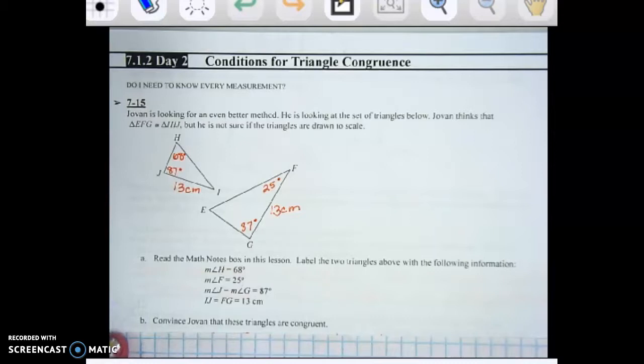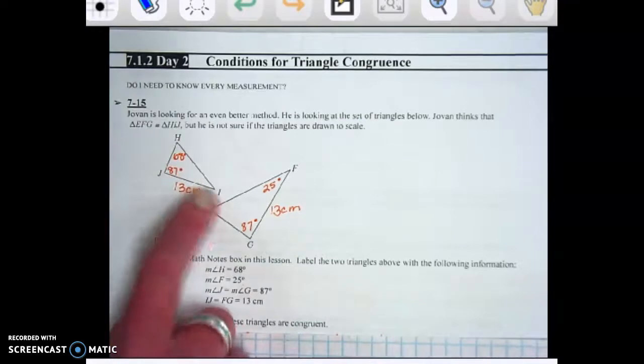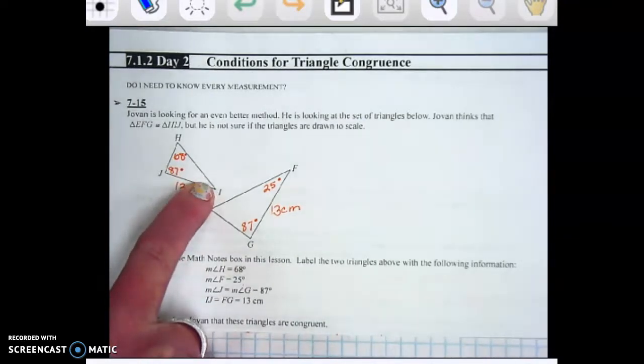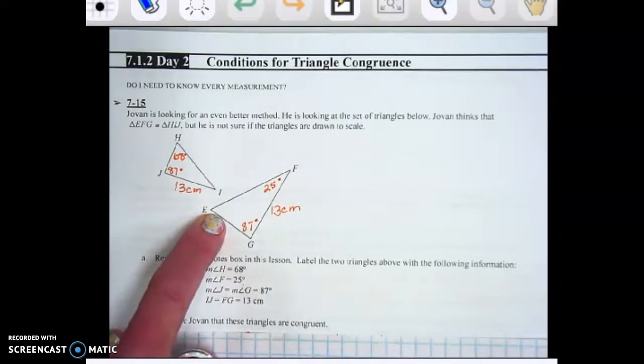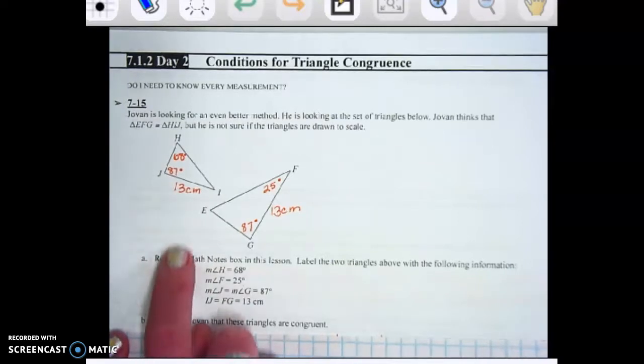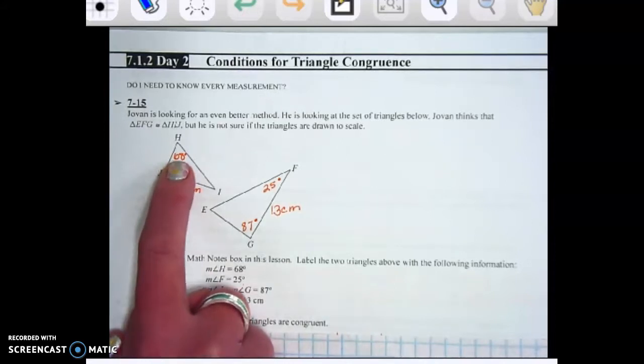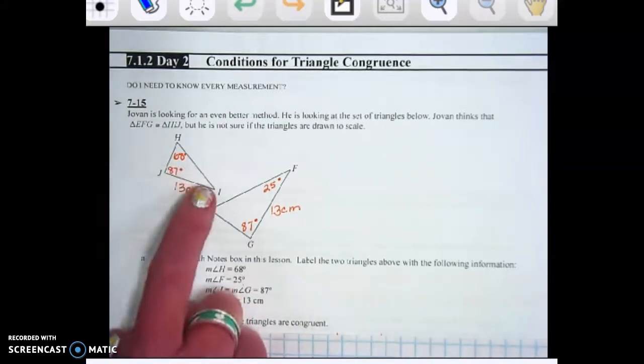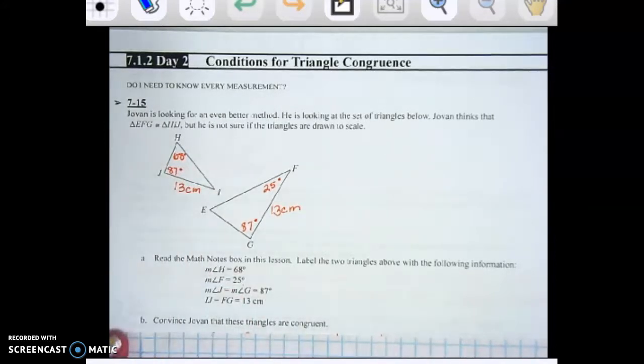We just read about something called the Triangle Sum Theorem. So can we figure out what this angle measure is right here? Yes. Can we figure out what this angle measure is right here? Yes. By doing what? Subtracting the 2 that we know from 180. So if you start with 180 and you subtract 87 and 68, what do you end up with?